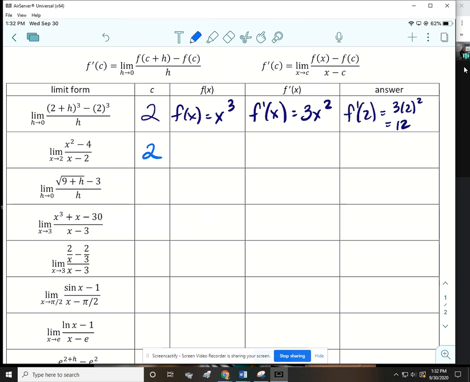All right, f of x is also easy to pick out because it should be the first thing on the top of your fraction. So what do y'all think? It's just x squared. All right, and then we'll find our derivative by using the power rule. And then we'll just plug in our value for c into the derivative.